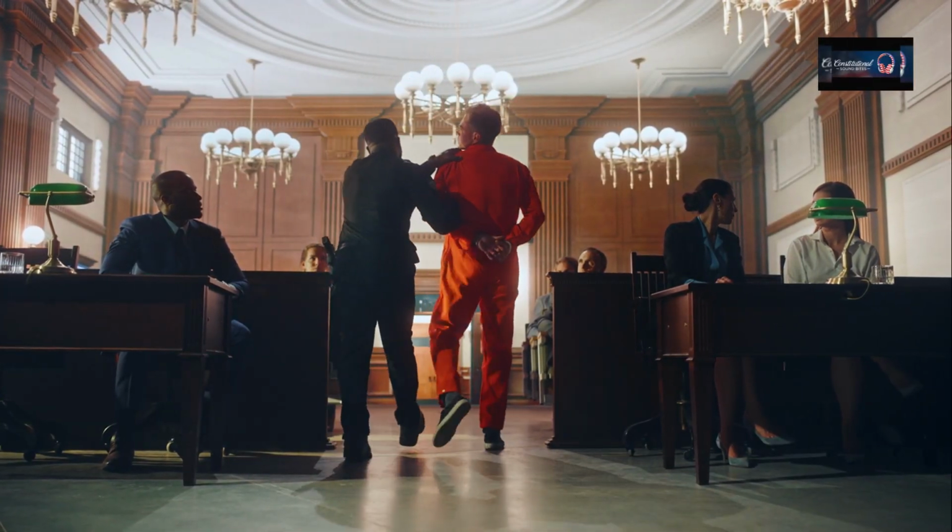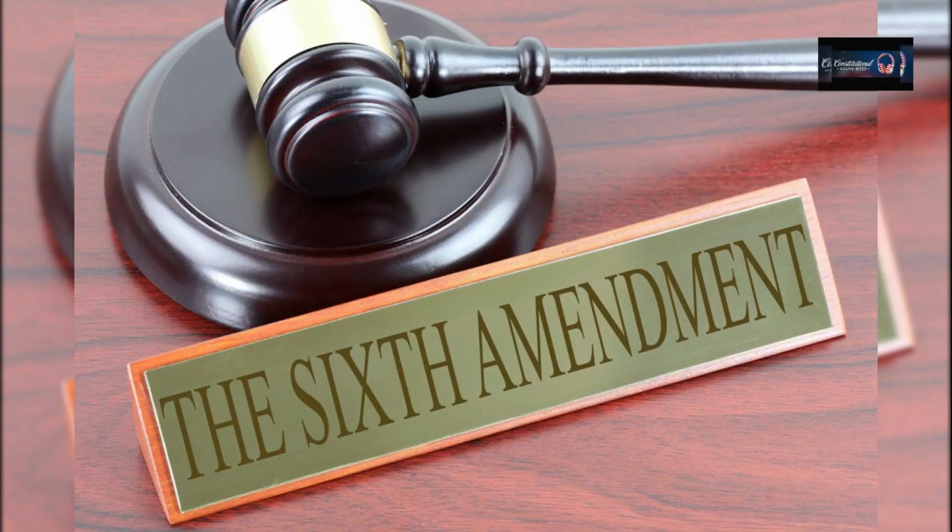The amendment was designed to make a criminal trial a search for the truth, not just a show before a conviction. The amendment says, "In all criminal prosecutions, the accused shall enjoy the right to a speedy and public trial by an impartial jury of the state and district wherein the crime shall have been committed, which district shall have been previously ascertained by law, and to be informed of the nature and cause of the accusation, to be confronted with the witnesses against him, to have compulsory process for obtaining witnesses in his favor, and to have the assistance of counsel for his defense."